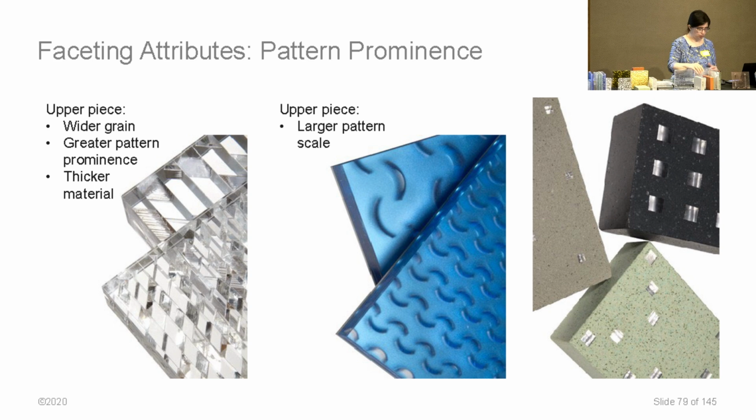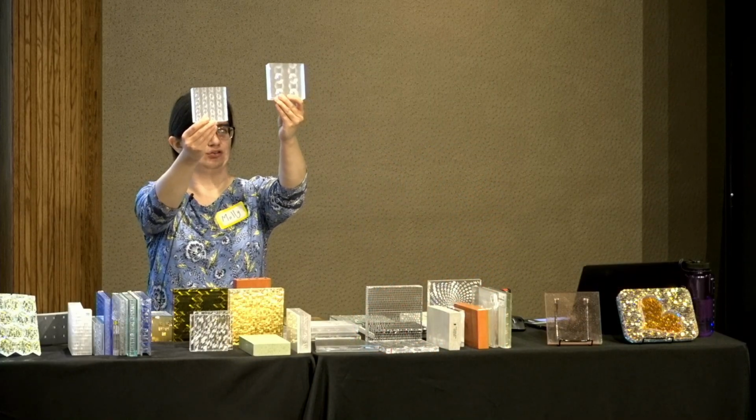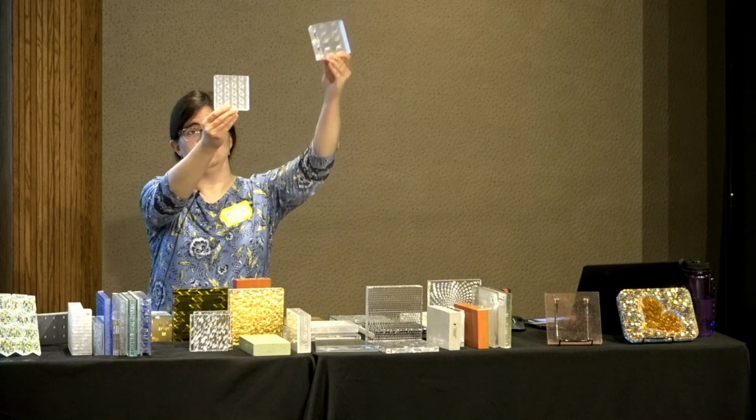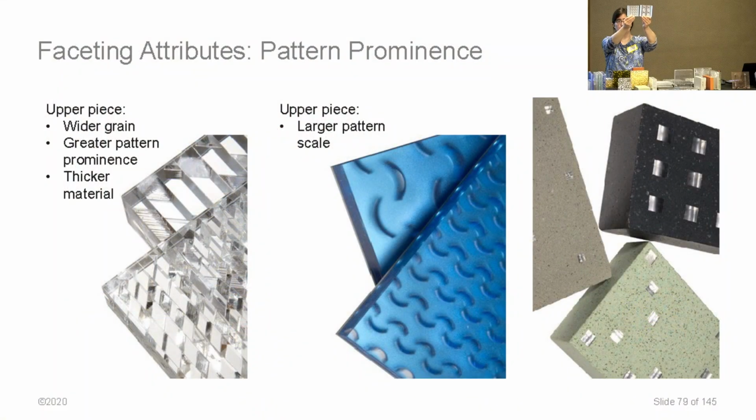Pattern prominence can also be adjusted. I was talking about more or less dense. You can also do bigger or smaller. So these two are the same pattern. For example, this one is just kind of the regular size, and then this one is exponentially larger. And you can go bigger, you can go smaller, just depending on the space that you're working with.